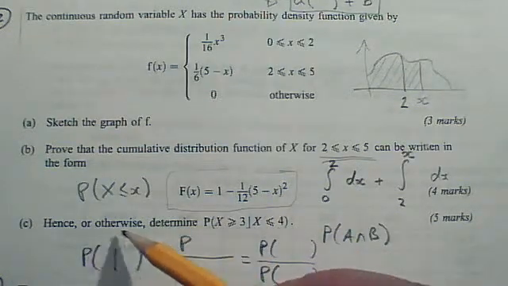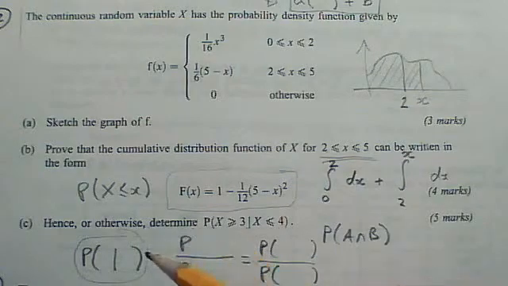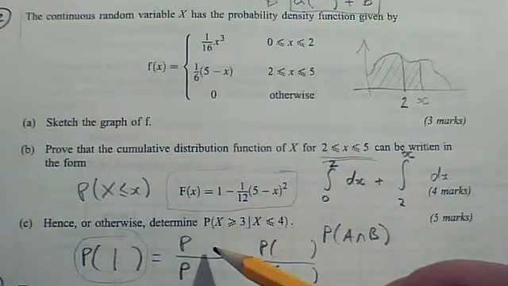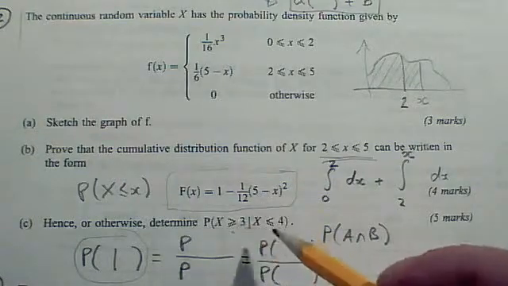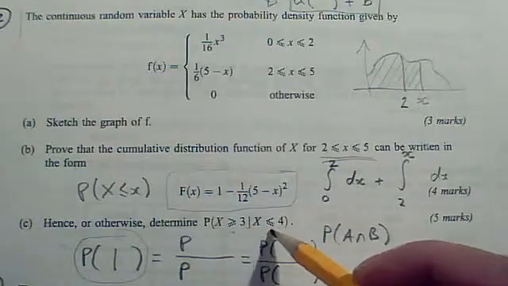So go back to first principles about what a conditional probability is, and then think about what these probabilities mean given the event A is being greater than or equal to 3 and the event B is being less than or equal to 4.